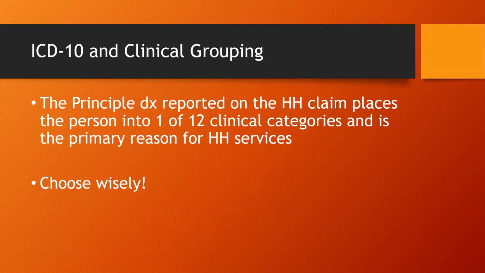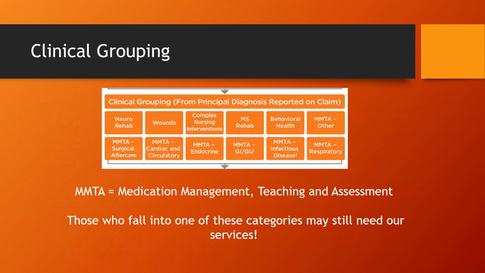The principal diagnosis reported on the home health claim is going to place the person into one of 12 clinical categories, and it needs to be that primary reason for the home health services. We know sometimes you have a lot of choices when you're looking through the history and everything that's been going on. It's been a pretty complicated course for some individuals, but we need to choose really wisely what's going to be that principal diagnosis that gets on the home health claim that's going to dictate the rest of what that clinical category might look like. We may not be the one completing the OASIS, we're certainly not the ones doing the claims, but we are certainly the ones who look through the chart, gather some medical history, and can contribute some good specific ICD-10 codes to our agencies.